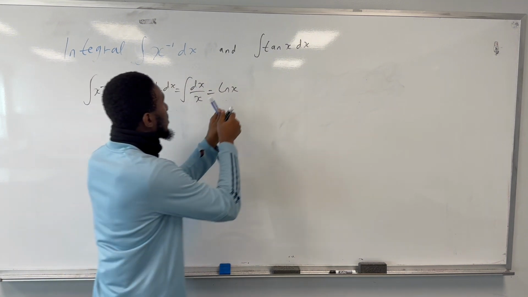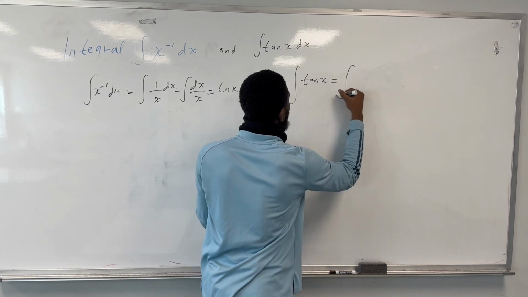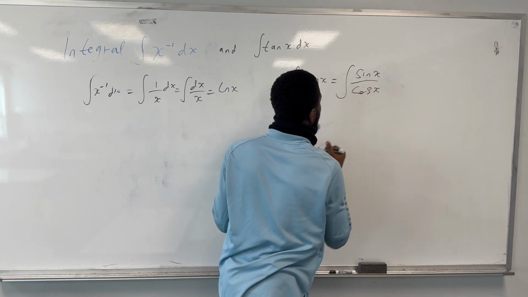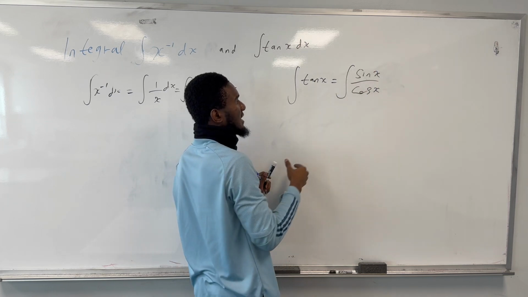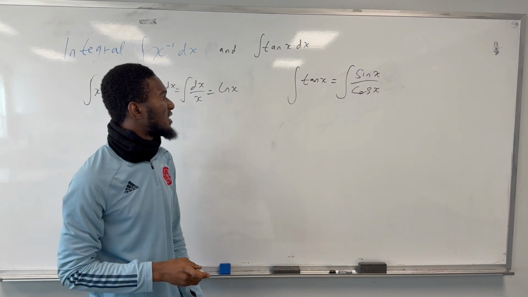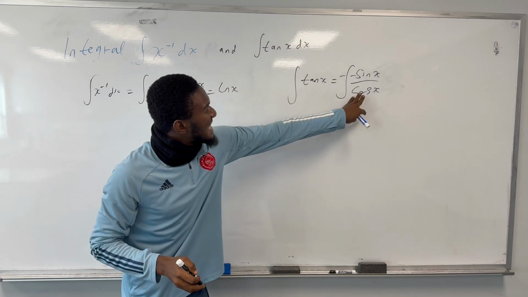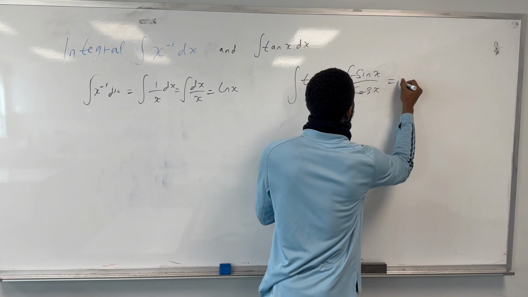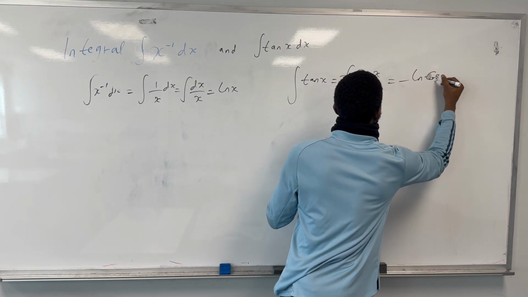Right? So for this also, if you have the integral of tan x, this is equal to, tan is the same thing as sine x over cos x. If you differentiate cos, you will not get sine, but there is something you can do to make it the derivative of what you have in your denominator. What if you put minus here and minus here? You find that if you differentiate cos x, you get what? Minus sine x. Hence, this is equal to minus ln cos x.